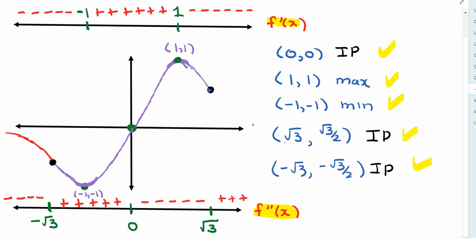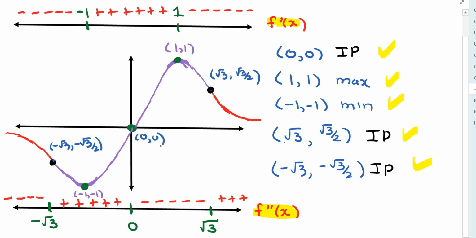and probably like this. Oops, not that great. Curving out like that. Okay, and this point right here is root 3, comma, root 3 over 2. And this point over here is going to be negative root 3, comma, negative root 3 over 2. And this point right here is 0, 0. Okay, so that's a rough sketch of my graph here.